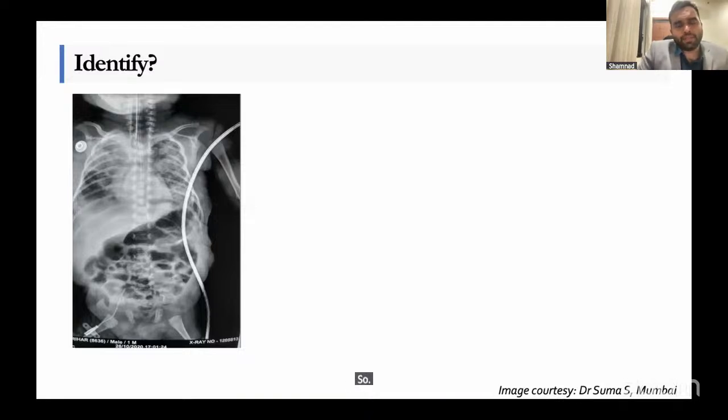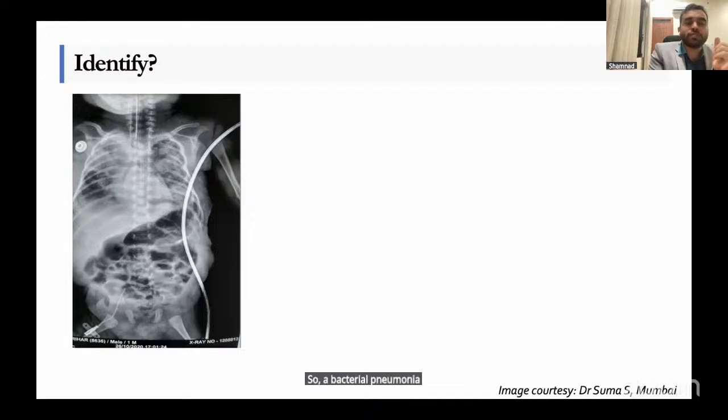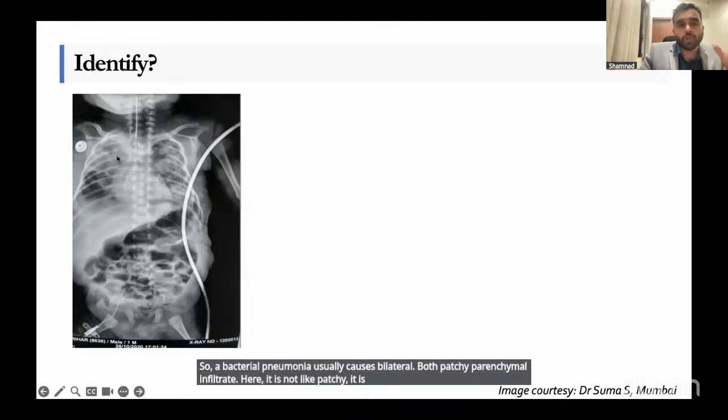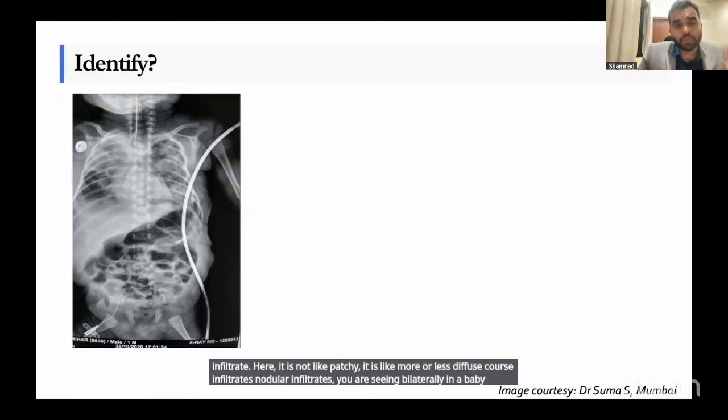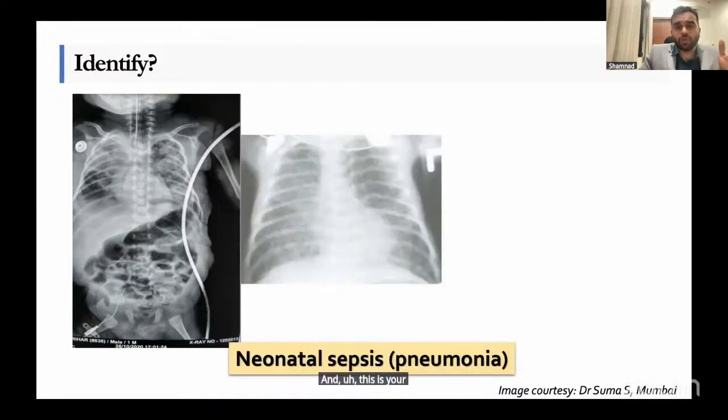Basically, this is bilateral coarse infiltrates. In RDS, we said finely granular reticularity. Here, what you see is coarse or patchy pulmonary infiltrates present bilaterally. A bacterial pneumonia usually causes bilateral coarse, patchy, parenchymal infiltrates. Here it is not so much patchy, it is more or less diffuse coarse, nodular infiltrates bilaterally in a baby who has worsened with a positive sepsis screen. And this is your neonatal sepsis or pneumonia.